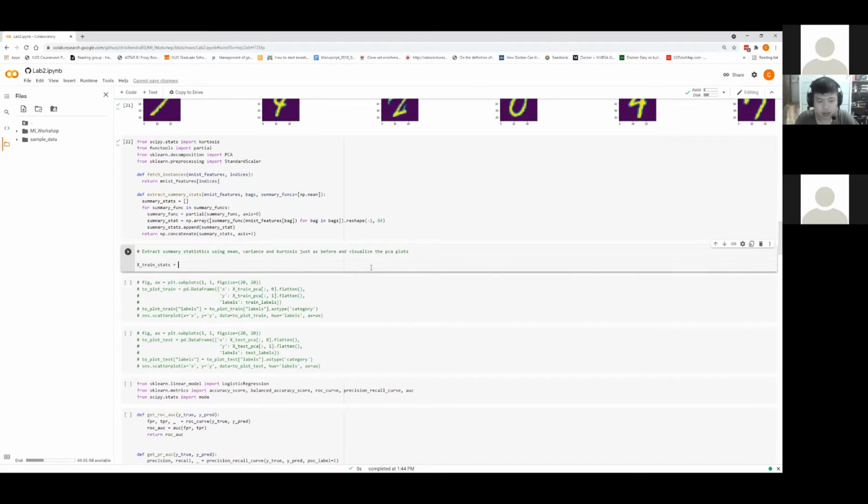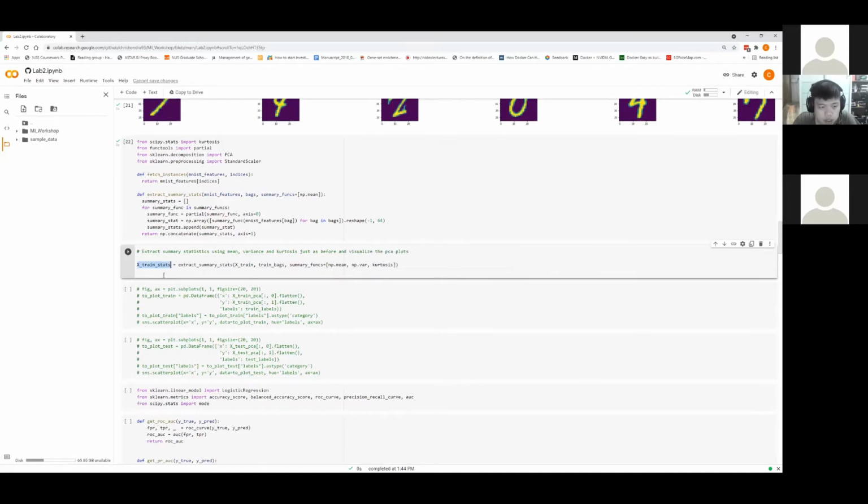Let's call it extract stats. To do that, we just call this function just as before. If you didn't do lab 1, you might be slightly confused, so I'll explain this as we go, but for now, maybe you can just type what I typed in here. We pass xtrain, we pass train bags, and for the summary functions, again, pass a group of functions. For this, let's pass the mean function, the variance function, and the kurtosis function, like what we did before. Let's do the same thing with xtest. We just copy this and replace train with test: xtest, test bags.